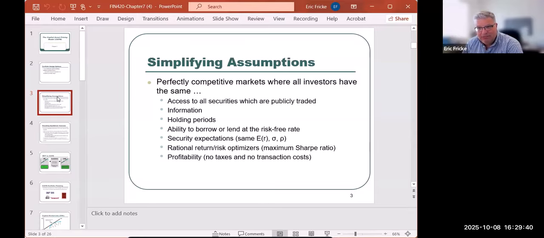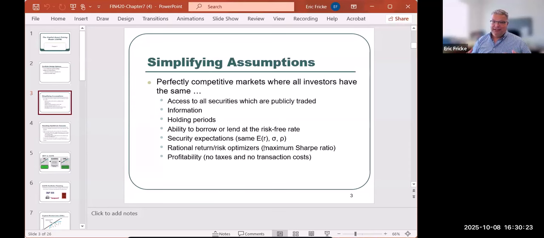All investors have the same holding period. You can borrow money at the risk-free rate, and you can lend money at the risk-free rate. All investors have the same security expectations, meaning we all have the same thoughts about what the market return will be, what the standard deviation will be, and what the correlation coefficients are going to be. And we all rationally try to optimize the return to risk ratio, aka the Sharpe ratio.